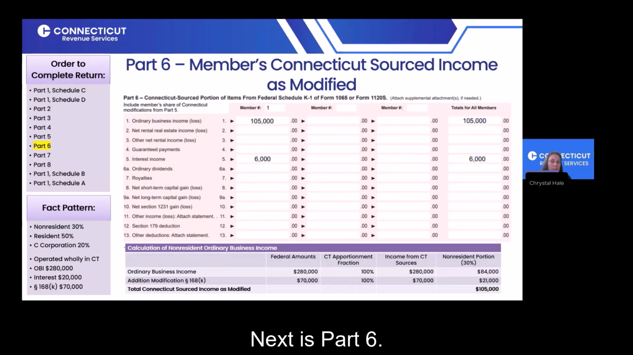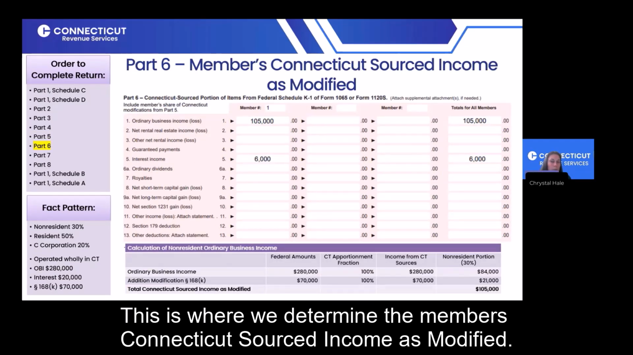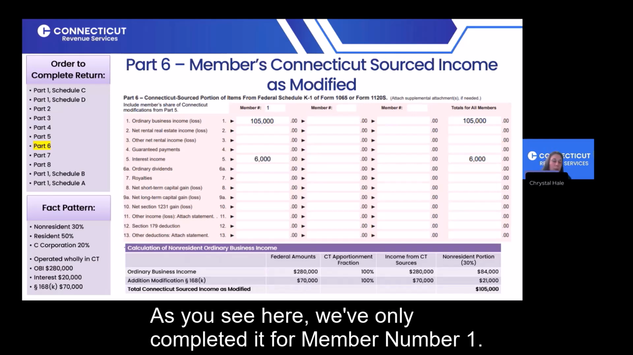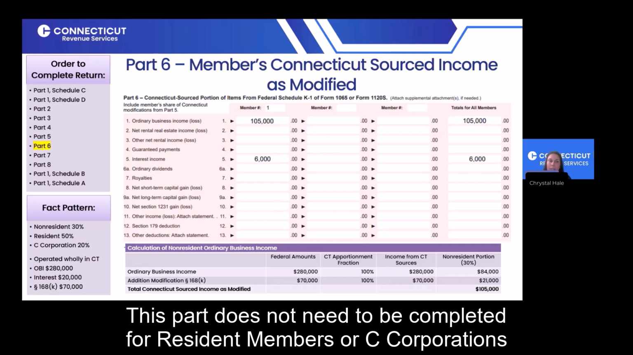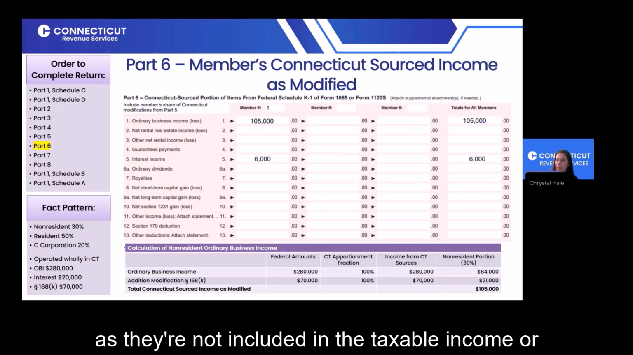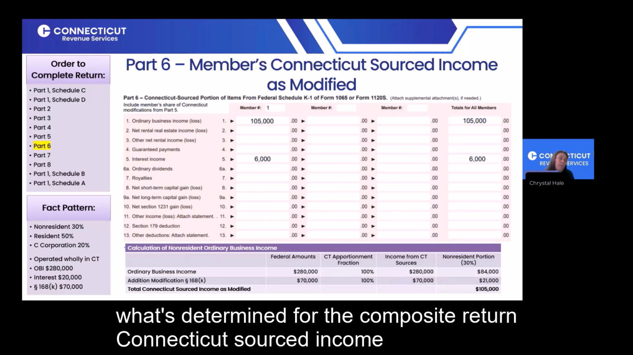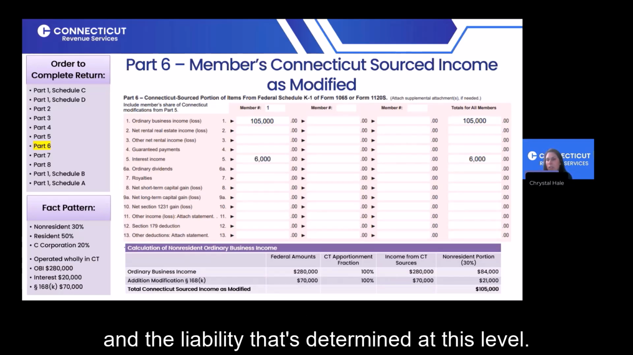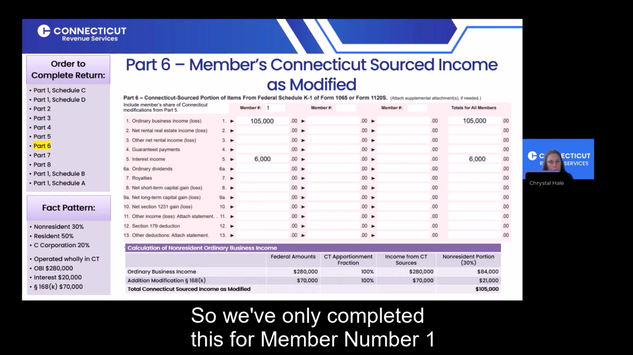Next is Part 6. This is where we determine the member's Connecticut source income as modified. If you see here, we've only completed it for member number 1. This part does not need to be completed for resident members or C corporations, as they are not included in the taxable income or what's determined for the composite return Connecticut source income and the liability that's determined at this level. So we've only completed this for member number 1.